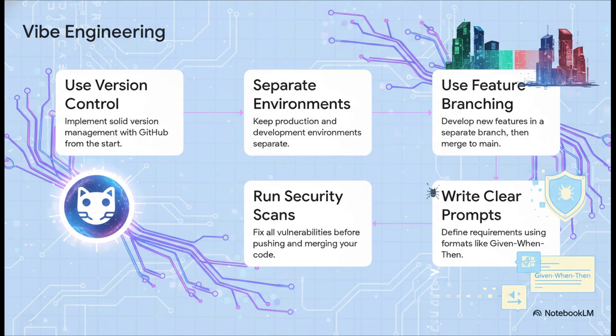So what does vibe engineering look like in the real world? It's not magic. It's using the tools and practices we already know are good. You use version control, like GitHub. You have separate dev and production environments. You use feature branching. You write clear, structured prompts, like given, when, then, so the AI knows exactly what you want. And of course, you run security scans on everything.